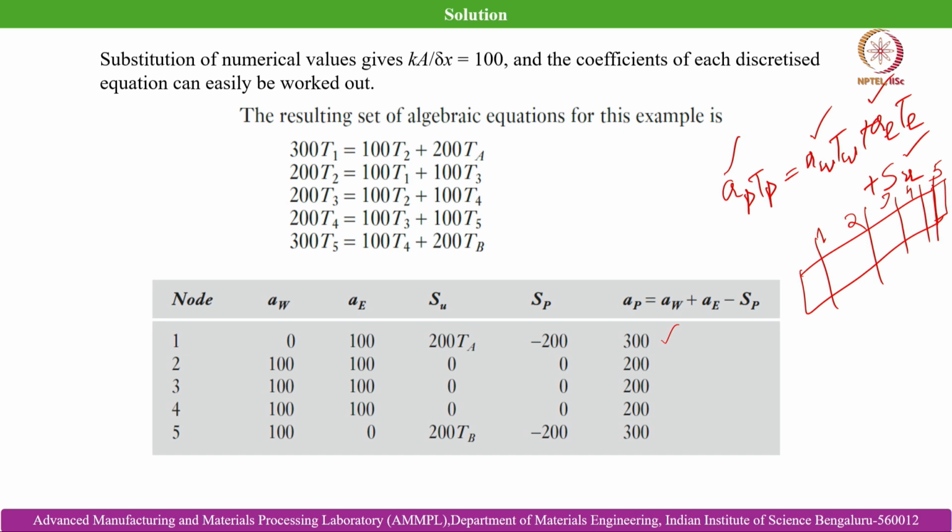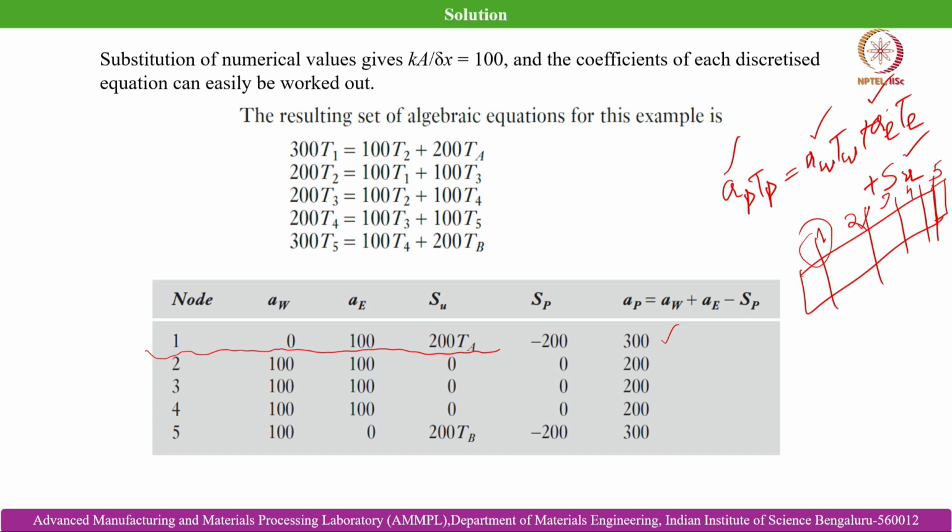So, that means it is 100 into T2, that is east to the first point, east to the first node is node 2. That is why we have written over here AETE, that is 100 T2 plus 200 TA, that is, over here you can see 200 TA. So, this is how we can get the approximated algebraic equation for the first node. That is, we can arrive at this expression.